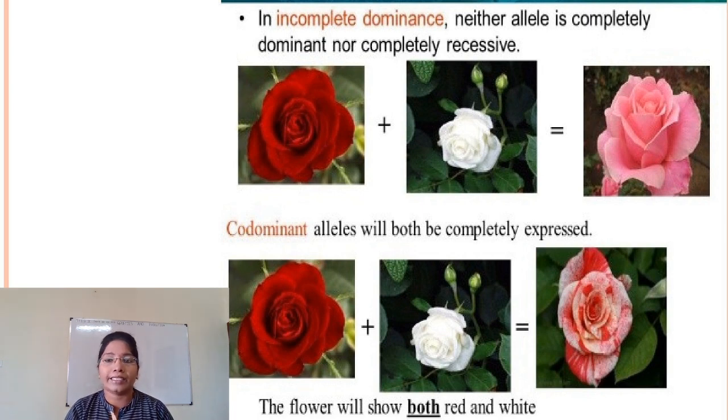incomplete dominance, neither allele is completely dominant nor recessive. That means in this picture, out of red and white, the F1 generation will produce the pink flower. In codominance, both alleles are completely expressed, meaning the flower will show both red and white characters in the heterozygous condition. So this is the basic difference between incomplete dominance and codominance.